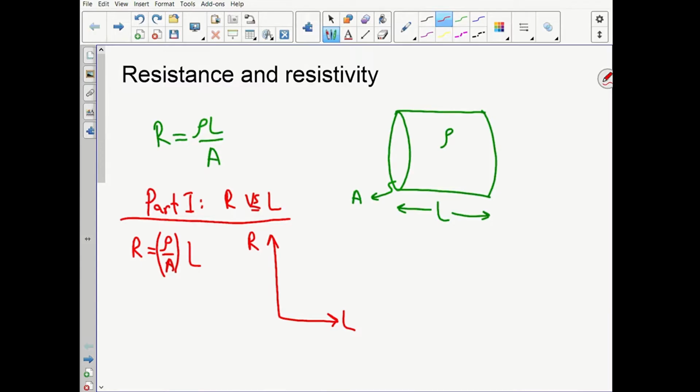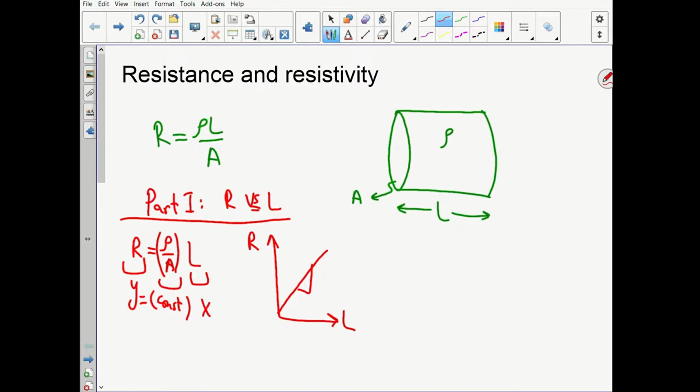So the quantity between parentheses is constant because the cross-section area is constant and the resistivity is constant since we are using the same material. So by comparing this equation with the graph, we have the resistance on the y-axis, we have the length on the x-axis, and the quantity between parentheses is constant. So we have y equals a constant times x, which is the equation of a straight line that passes through the origin. The slope of the line is the constant of the relation, which is in this case ρ over A.